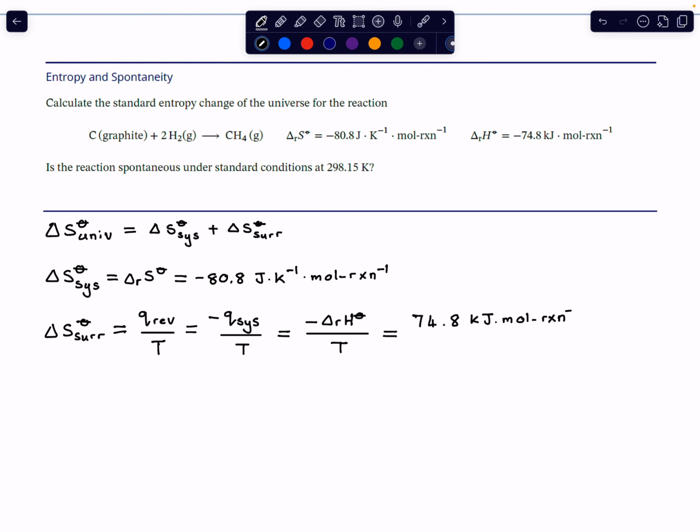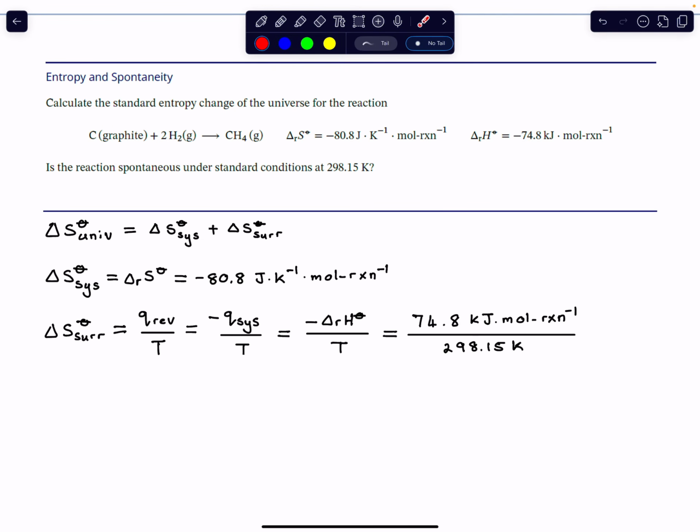Reaction divided by the temperature, which is 298.15 Kelvin, right? So let's just go through this again.